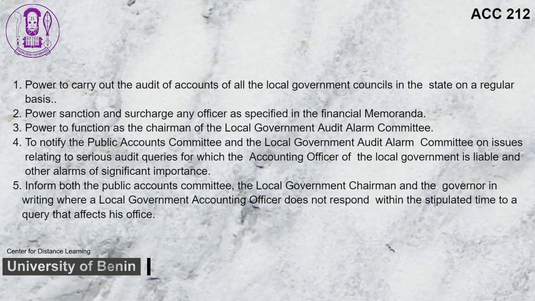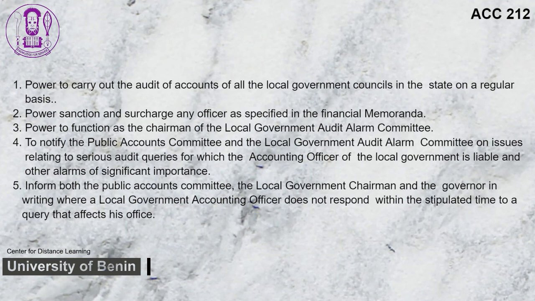4. To notify the Public Accounts Committee and the local government audit alarm committee on issues relating to serious audit queries for which the accounting officer of the local government is liable and other alarms of significant importance. 5. Inform both the Public Accounts Committee, the local government chairman, and the governor in writing where a local government accounting officer does not respond within the stipulated time to a query that affects his office.